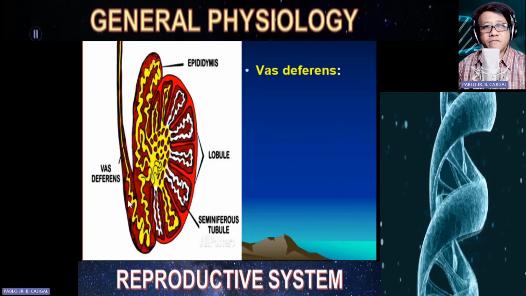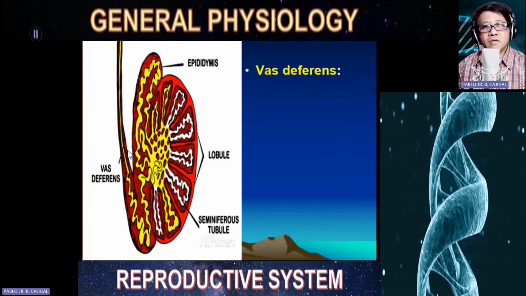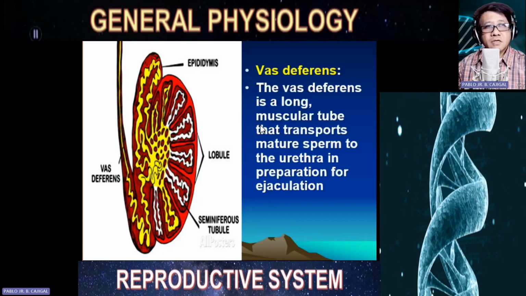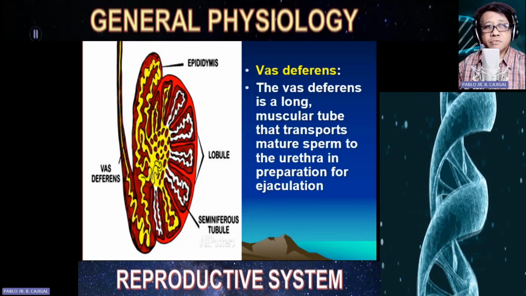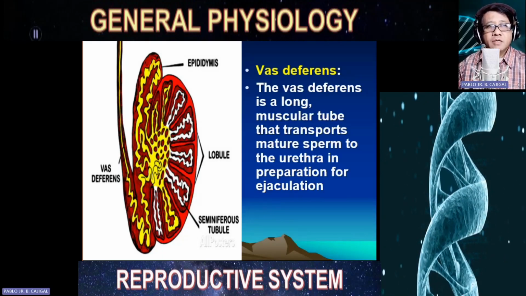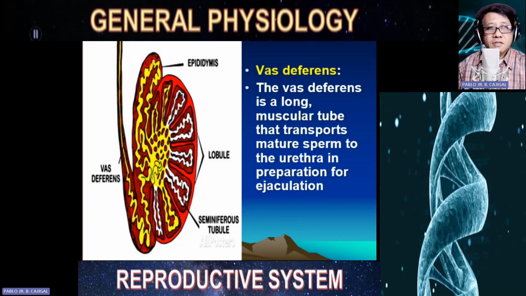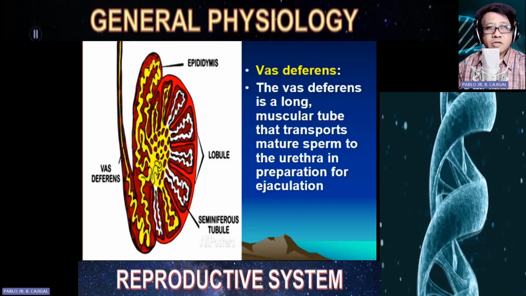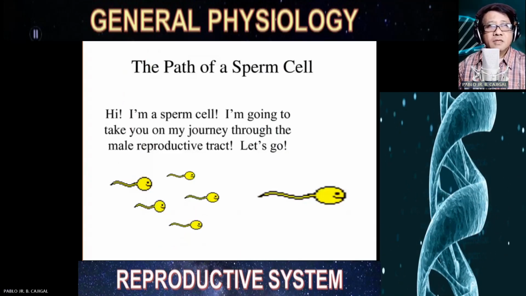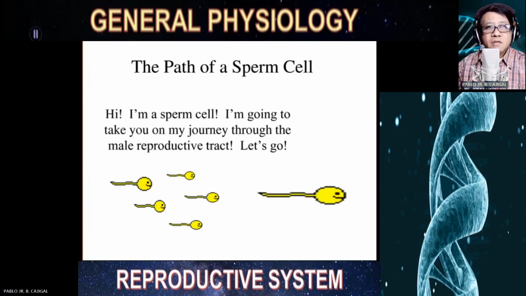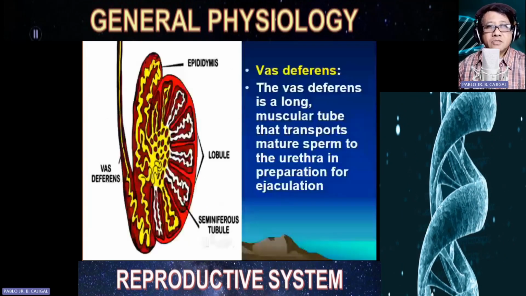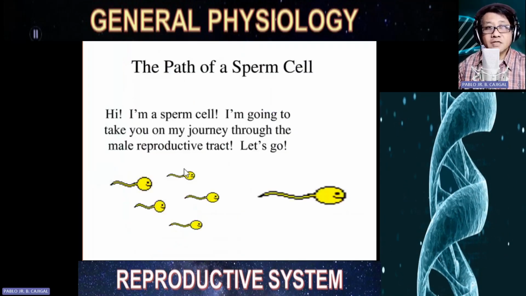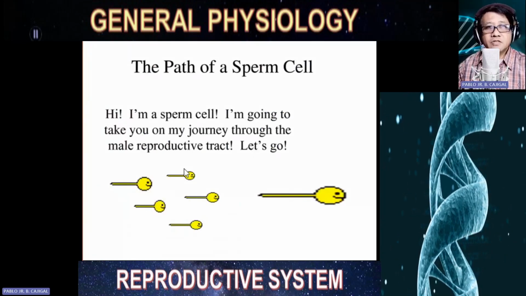Then we have the vas deferens. Ito, yan, itong mahabang tube na ito. Alright, the vas deferens is a long muscular tube that transports mature sperm to the urethra, sa male penis, in preparation for ejaculation. Ayan, no? Okay, so may mga sperm cells na tayo. So let us now trace the journey of the sperm cells.